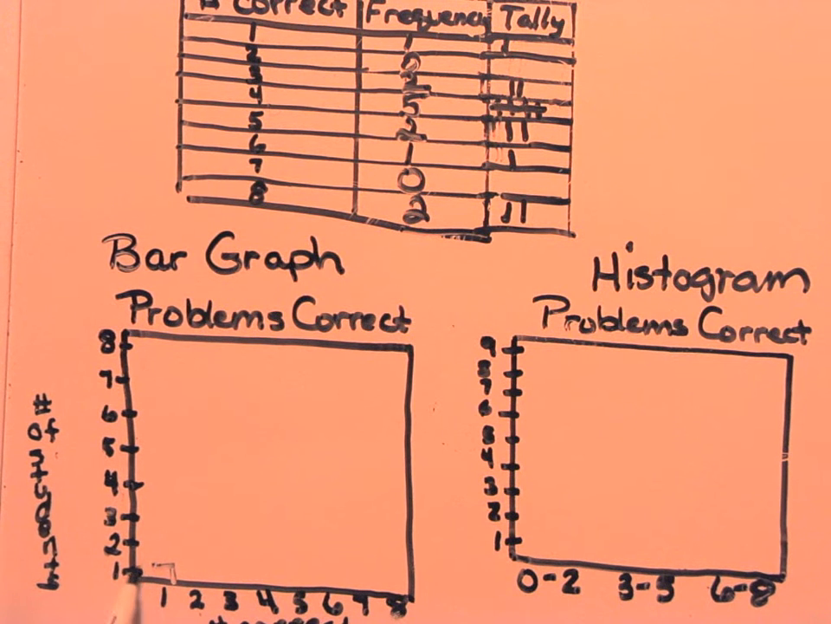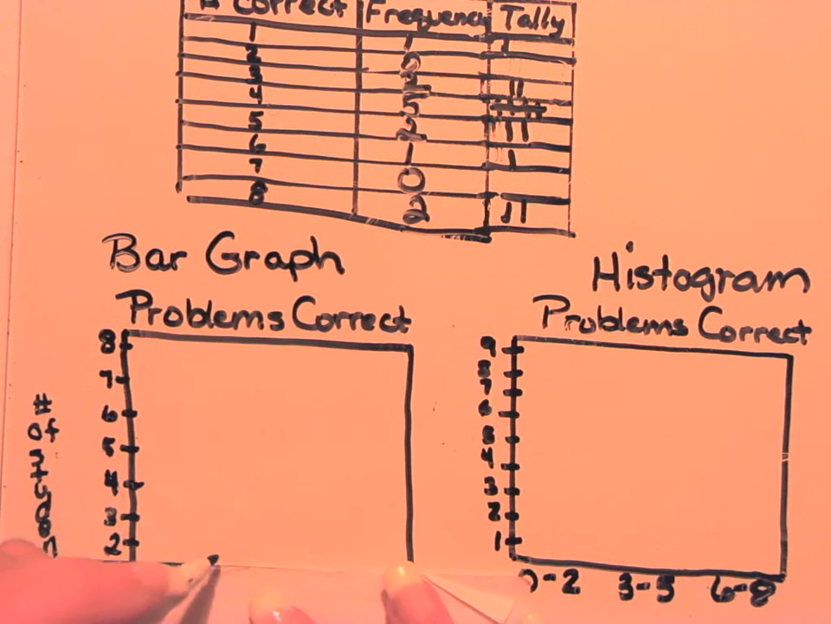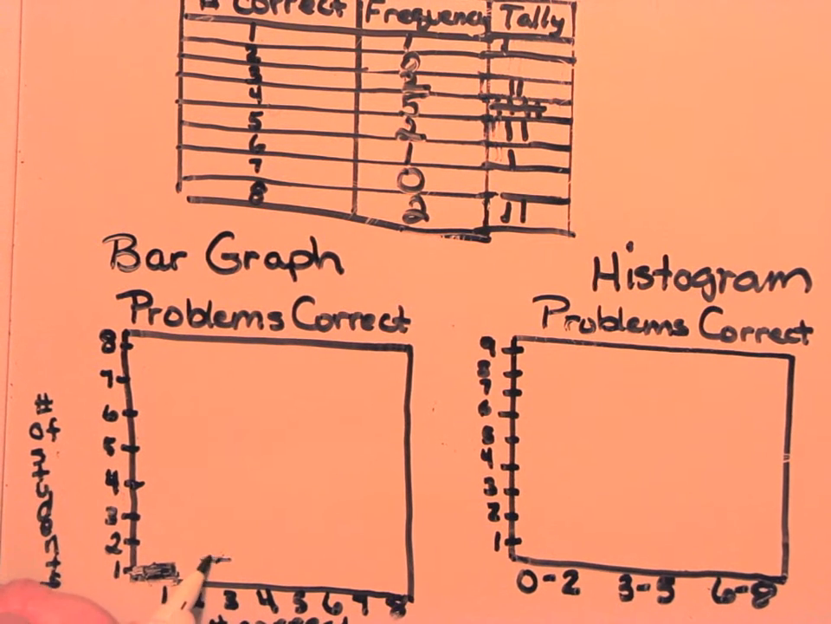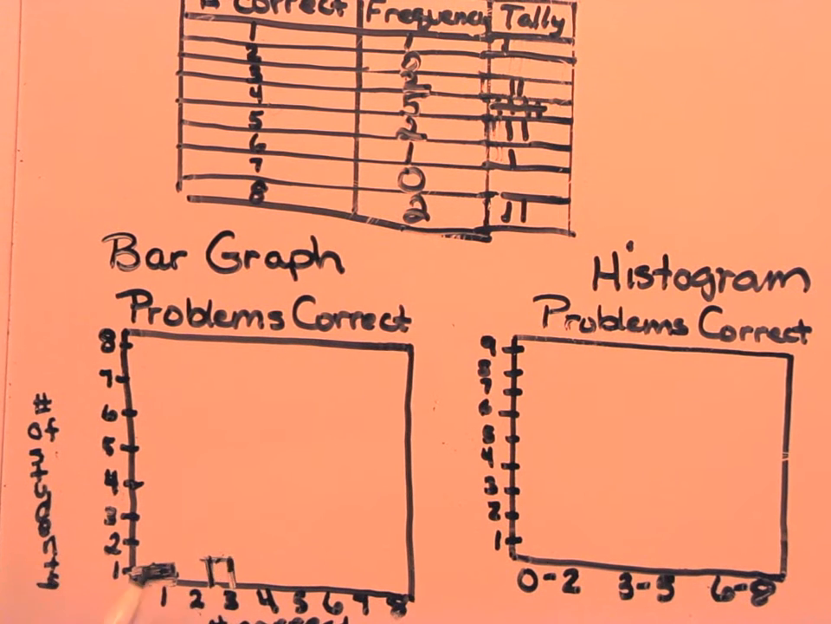So I put my bar there, and of course, I always tell you you need to use rulers or straight edges to make those little lines. Number 2, I have 0, so I don't put anything there. Number 3, I have 2, so I go up to the 2 mark. And if I go up to the 2 mark, I can make my mark cross like that for 3 correct. And then I would make my bar like that.